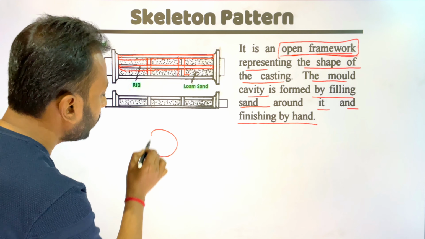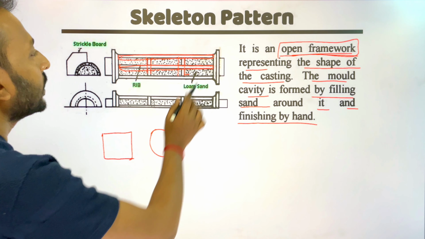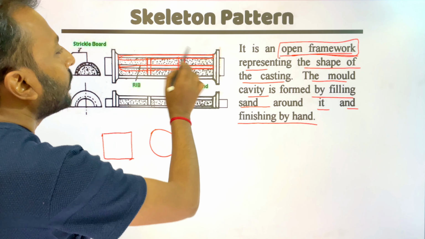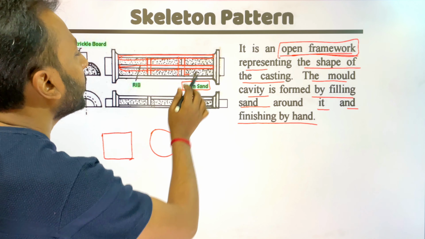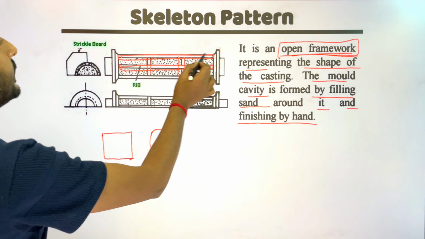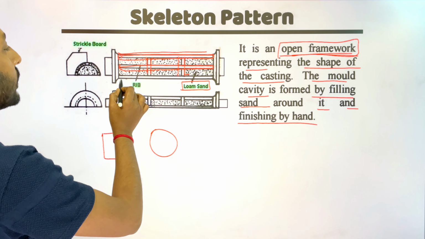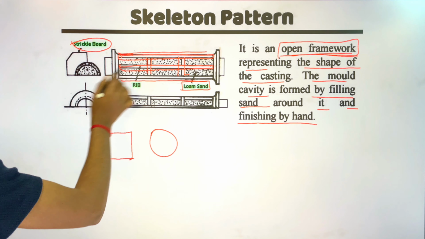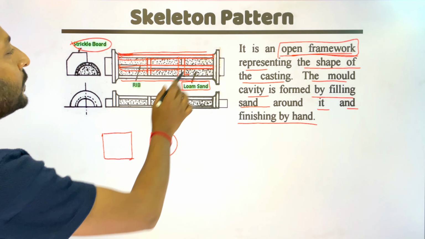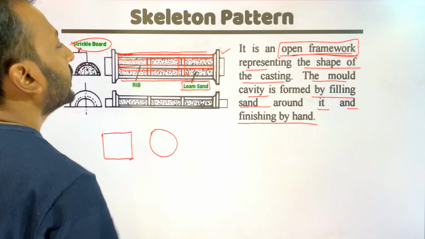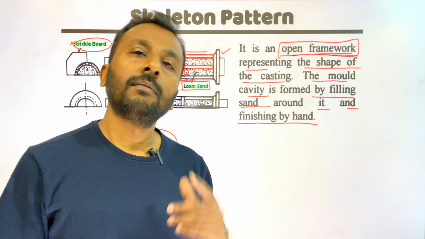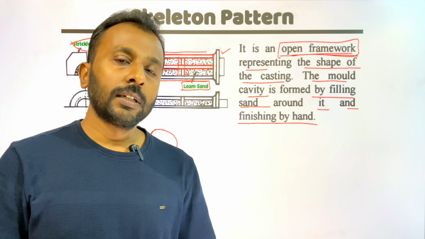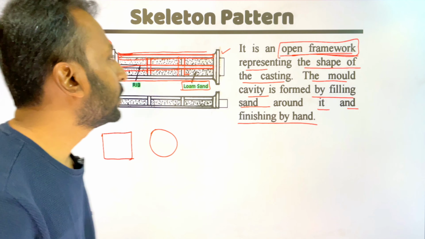The shape can be circular, the shape can be rectangular, and after creating the framework we fill the framework with loam sand. After filling the loam sand, we strike the loam sand on the surfaces with the use of a strickle board, and after finishing we use this as a pattern, and by this we create a hollow cavity in the molding box, and we use it in the molding process.